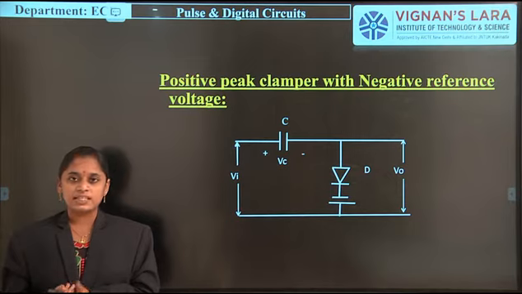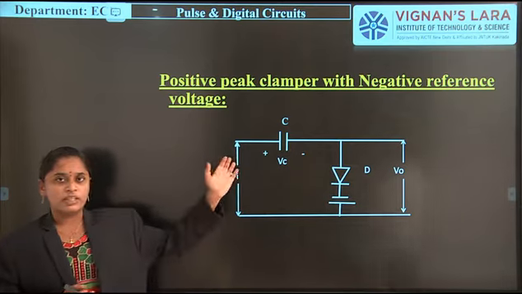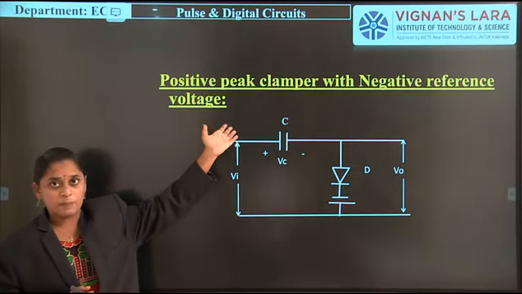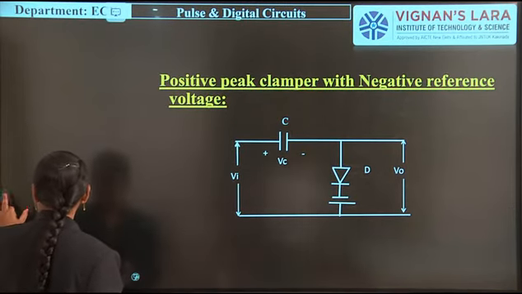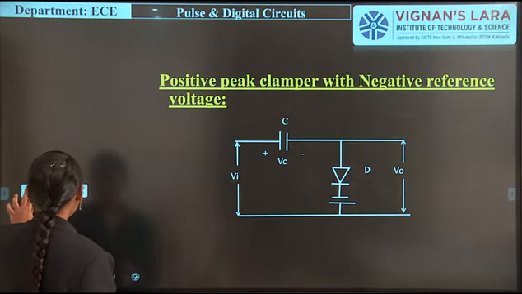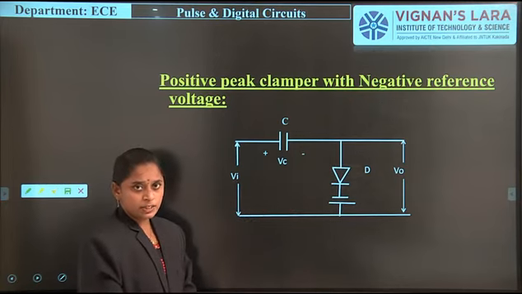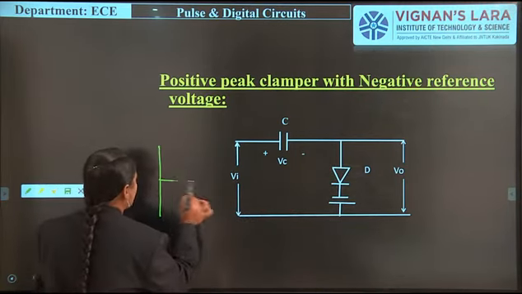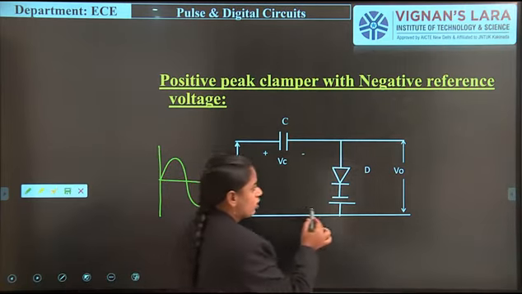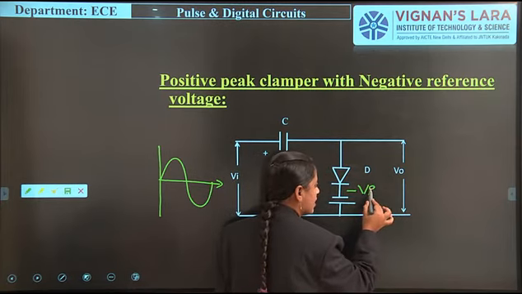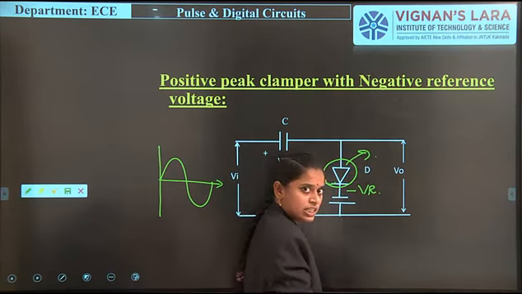In the previous sessions we discussed the positive peak clamper and the negative clamper. In this session we discuss the negative clamper or positive peak clamper with negative reference. First of all, we have to observe the conditions. When the input signal Vi, which is a sinusoidal signal, passes through this diode, what happens? Here the reference voltage is negative, that is minus VR, and we need to know in which condition the diode D is on and in which condition it is off.